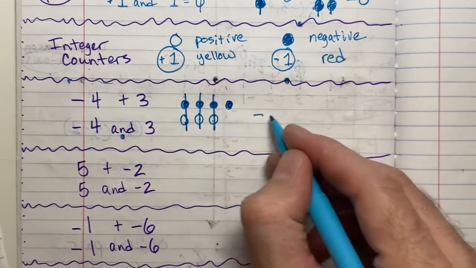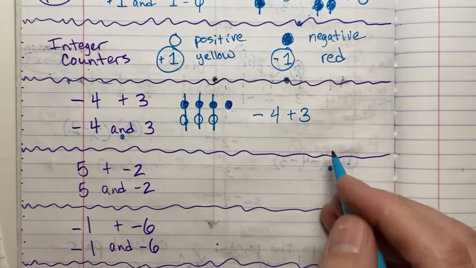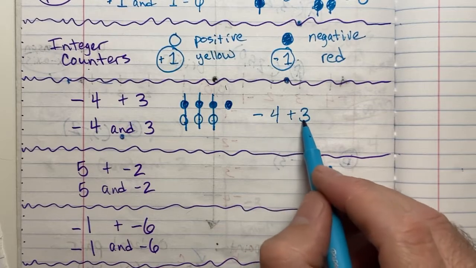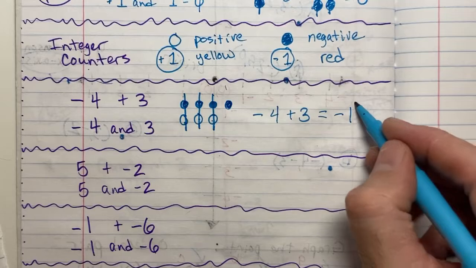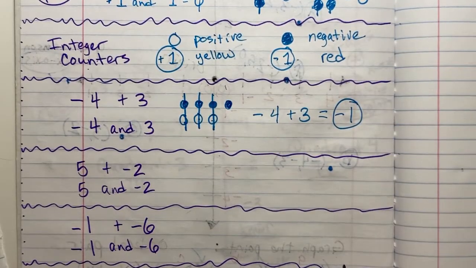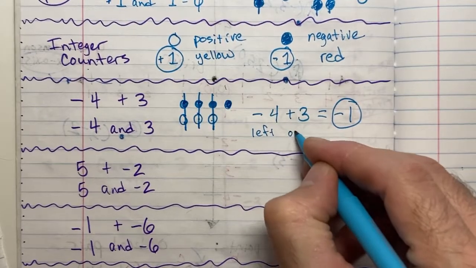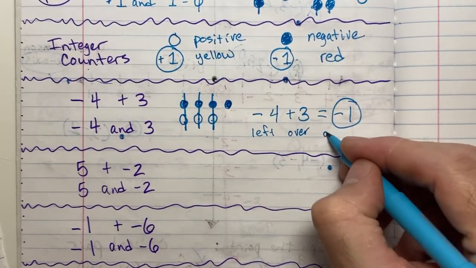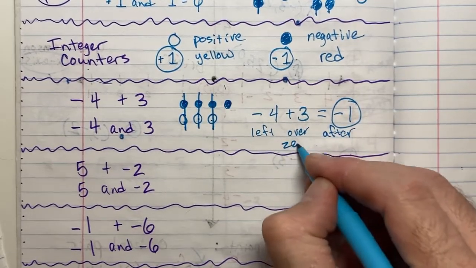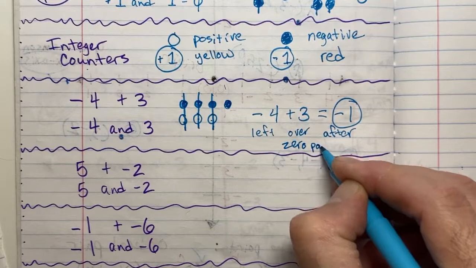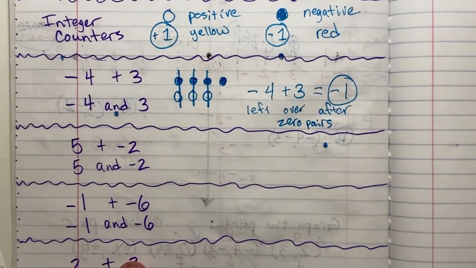Then -4 plus +3, or -4 and 3 together, would give us a result of 1 negative left over. So this is what is left over after we make the zero pairs.